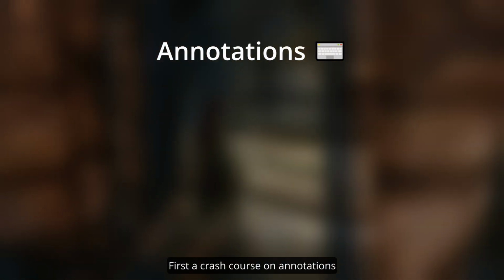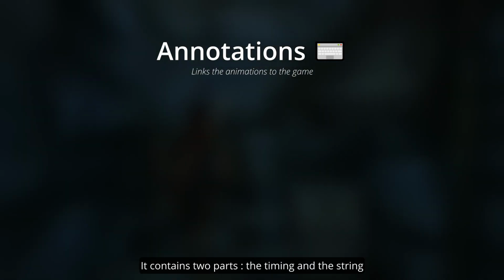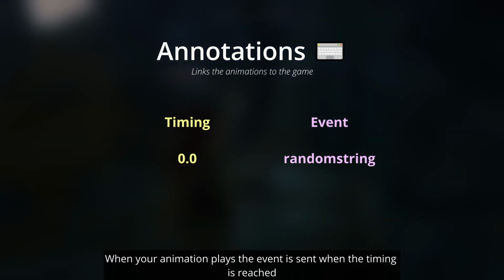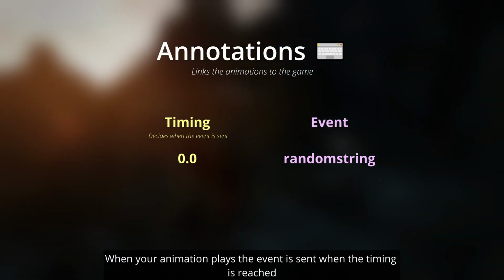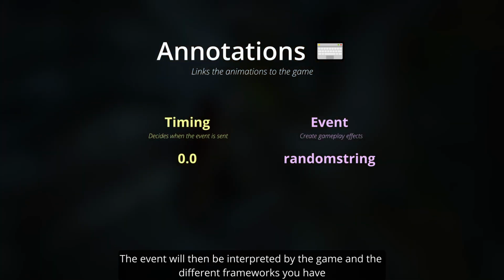First, a crash course on annotations. Annotations are what links your animation to the game. It contains two parts, the timing and the string. We refer to the string as the event. When your animation plays, the event is sent when the timing is reached. The event will then be interpreted by the game and the different frameworks you have.